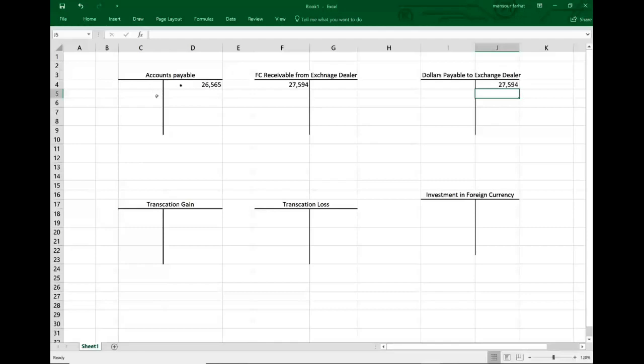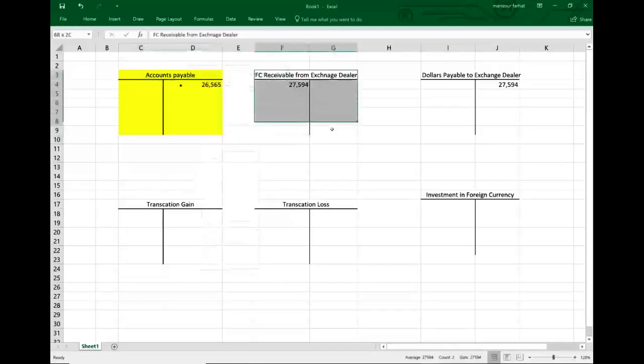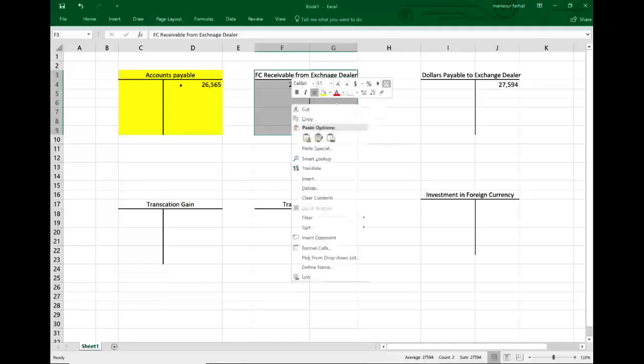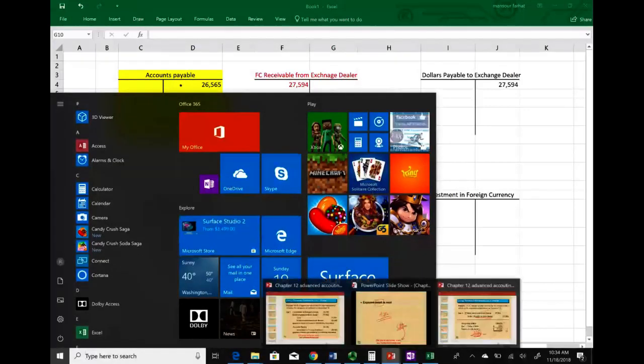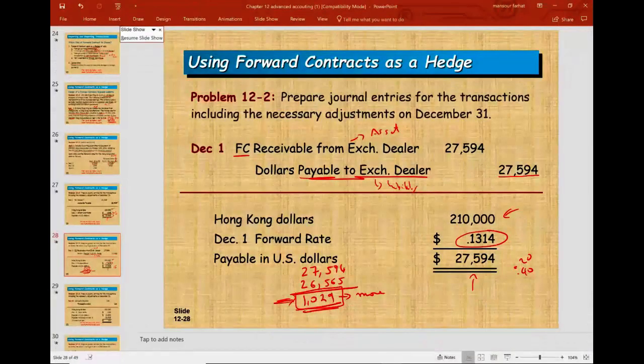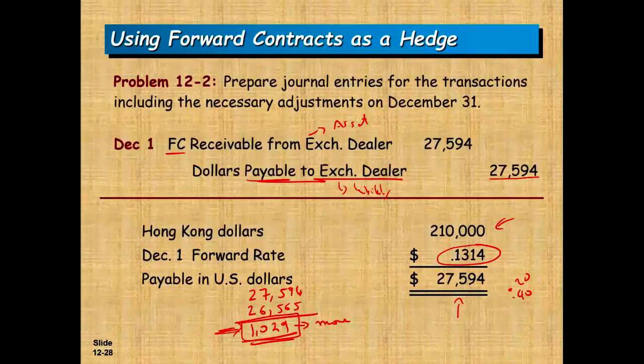Now here's what I want you to know. Basically, we are hedging something. What are we hedging? We are hedging our accounts payable. So the payable is the item that's being hedged, and the forward contract receivable is the hedge itself. We hedge the position with the forward contract. Now what's going to happen is we're going to have to keep track of market value, the fluctuation in both the payable as well as the forward contract.